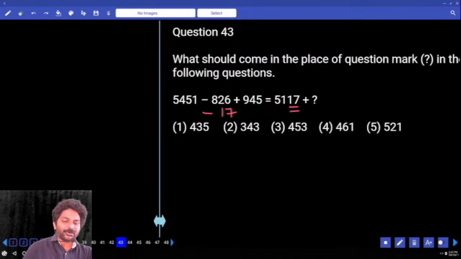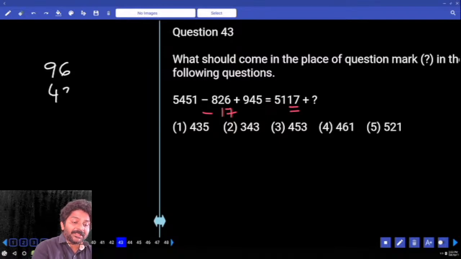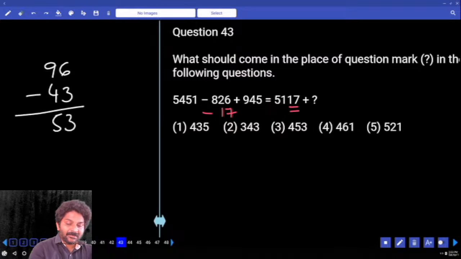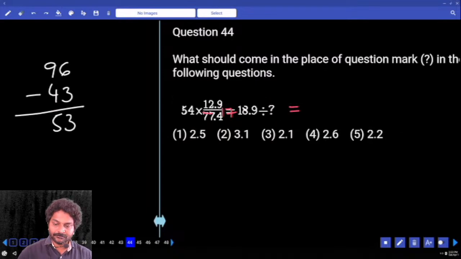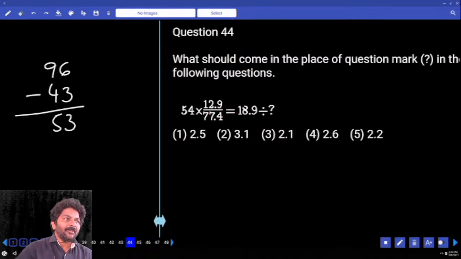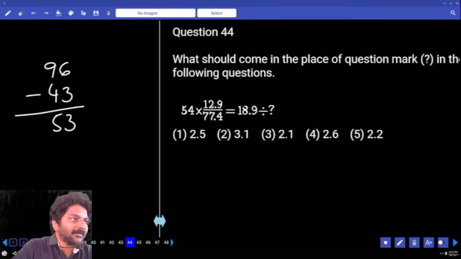Positive numbers, last 2 digits together. Negative numbers, last 2 digits together. 43. If you subtract 43 from 96, answer ends with? Yes. Where is your x value? Left hand side or right hand side? Right hand side, numerator or denominator?